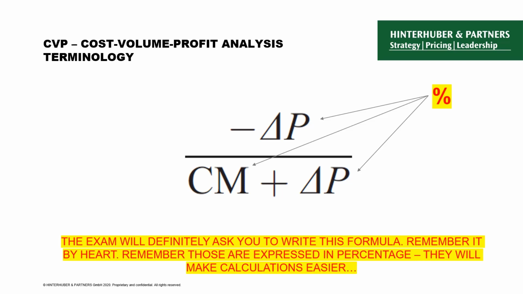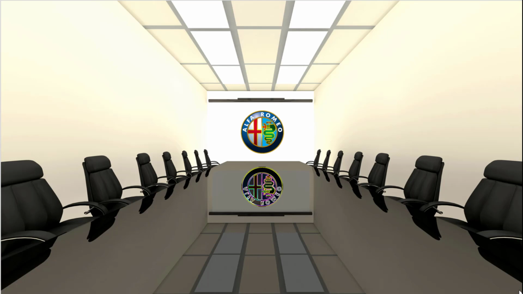So this formula, minus delta P, or minus price change, over the percentage contribution margin, also called contribution margin ratio, plus delta P, again price change, is the break-even sales formula. This formula that you see right here will most likely be asked at the exam, and it will also be useful during the calculation, as we will see in the next slides. Please note that it's also correct to put it not in percentage, but it's going to make calculations complex, so assume, as I will ask in the exam and as I will do in the exercise, that all of these are percentage price changes.